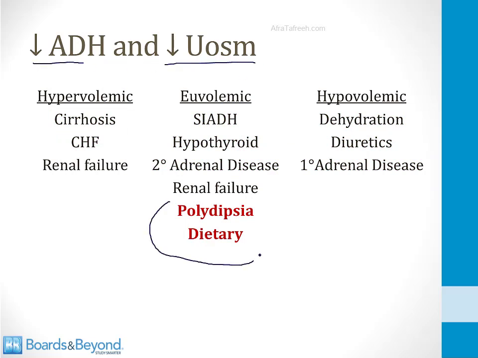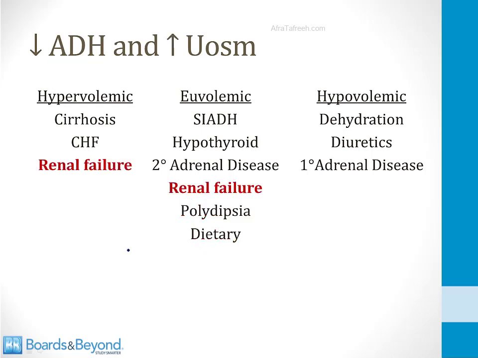There are just two disorders where the ADH level is low and the urinary osmolality is low. That's polydipsia and the dietary causes. In both of these situations, the kidneys are responding appropriately. They just cannot excrete the free water adequately. And then finally, renal failure is very unusual in that the ADH level is low, but the kidneys are unable to respond by diluting the urine, and thus the urinary osmolality is high.